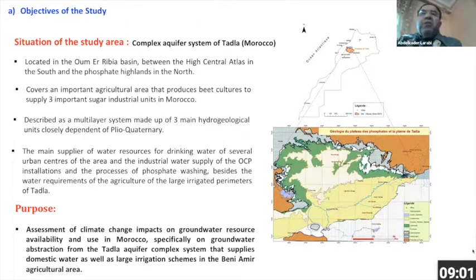The objective of the study is to assess the climate change impact on groundwater resources availability and use in Morocco, and specifically in this case study.